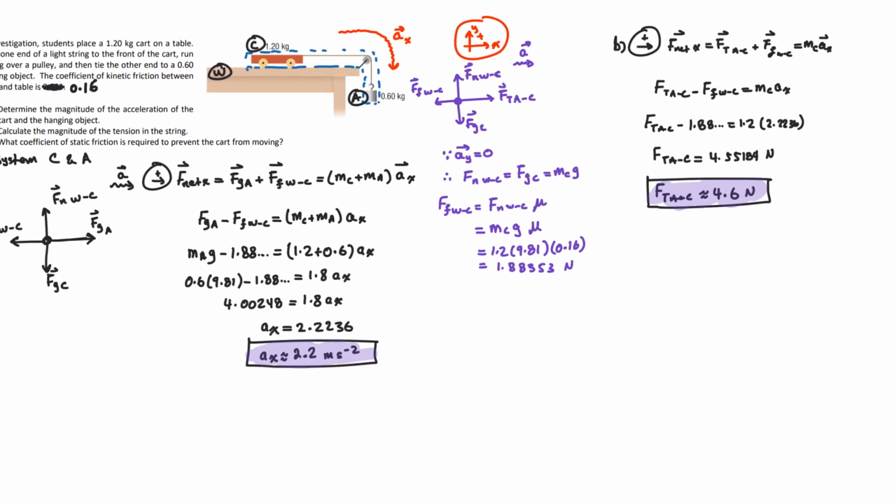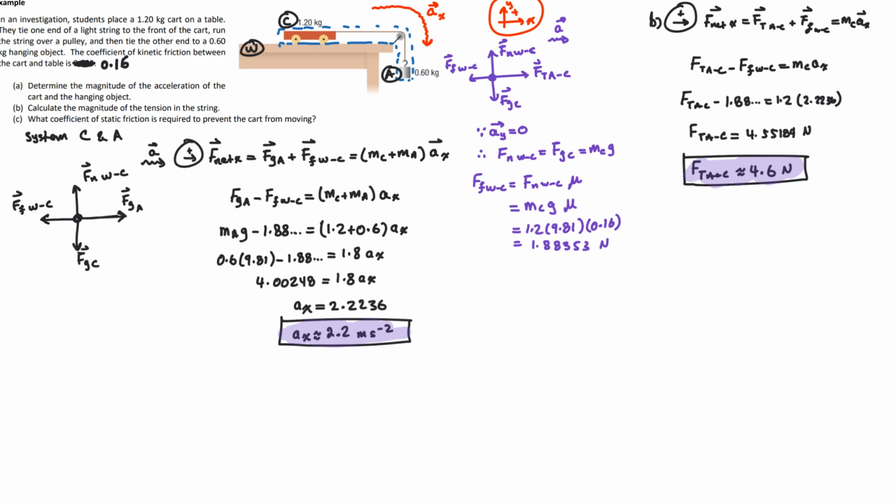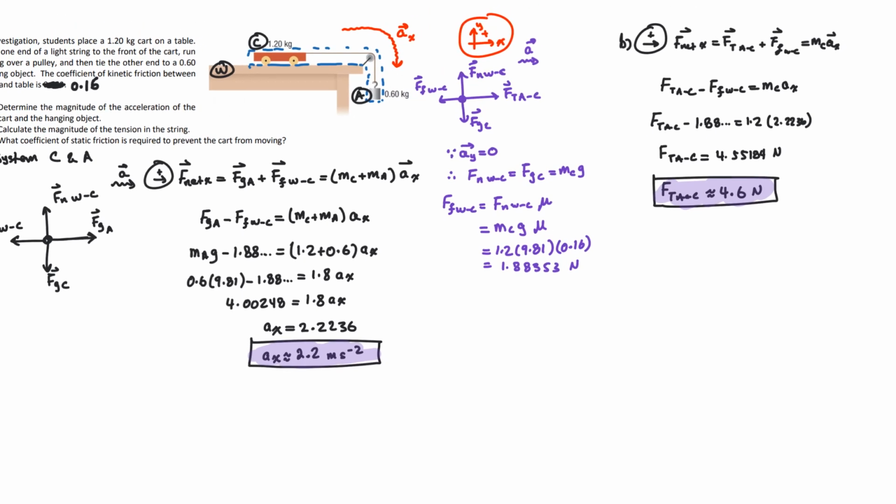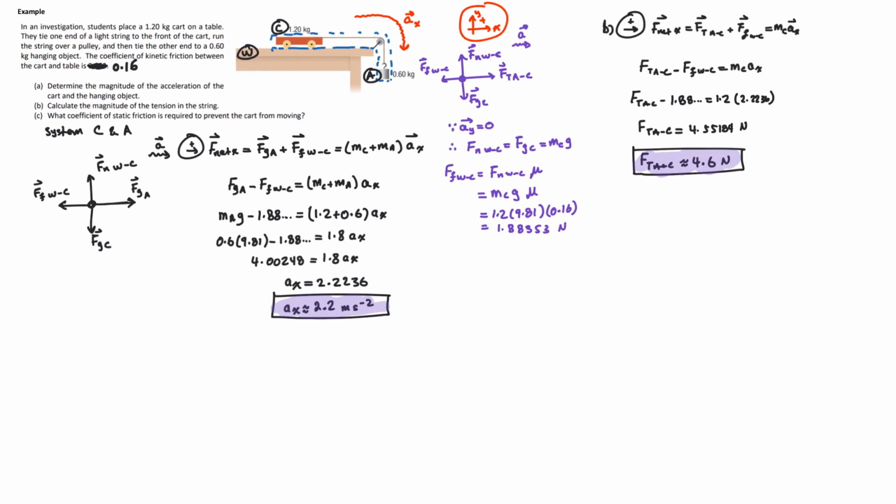Let's zoom out a little bit, and I'm going to label part A as well so we can see that. This is part A. And now I have to do part C. What coefficient of static friction is required to prevent the cart from moving? Okay, so we're trying to figure out the static coefficient of friction here, or the minimum value for it anyways, that would prevent the cart from moving.